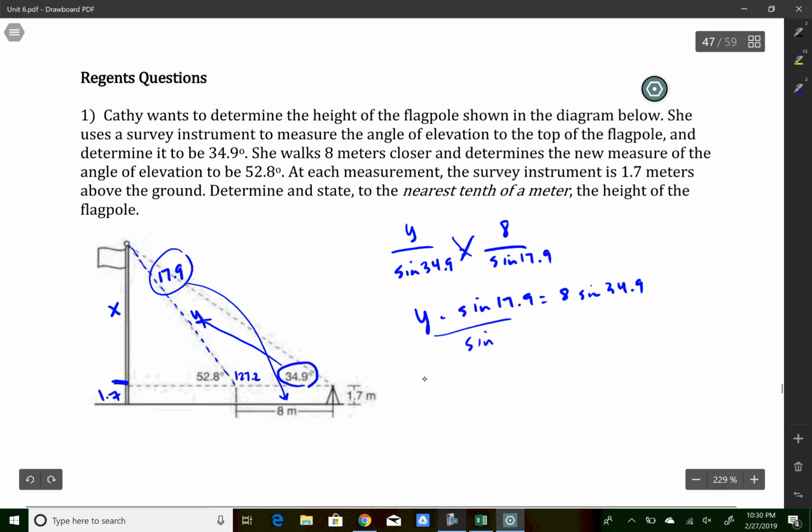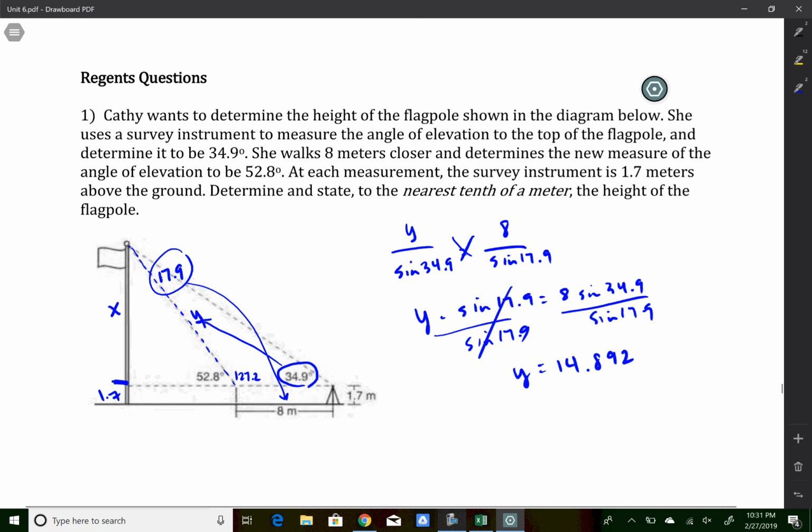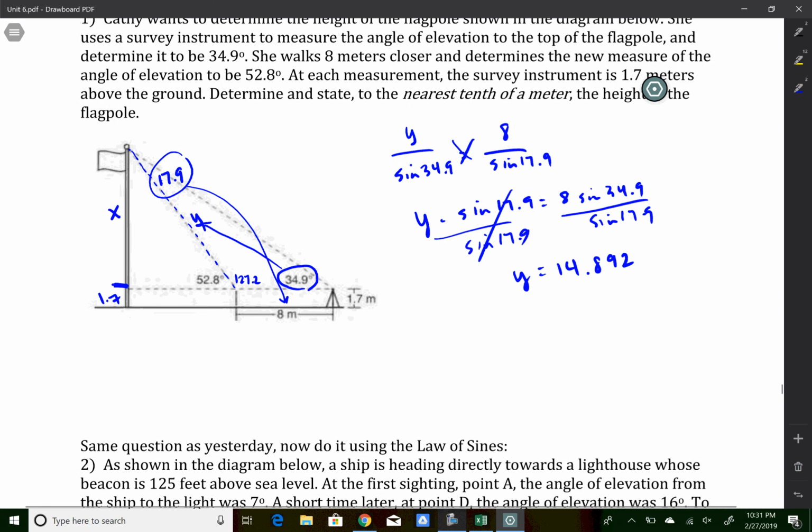Divide by the sine of 17.9. And we get y is equal to whatever that is. So if I do 8 sine 34.9 over the sine of 17.9, I get some messy number, 14.892. Now, the reason why I'm not rounding that to the nearest tenth is that's not the height, but it's going to help me find the height.